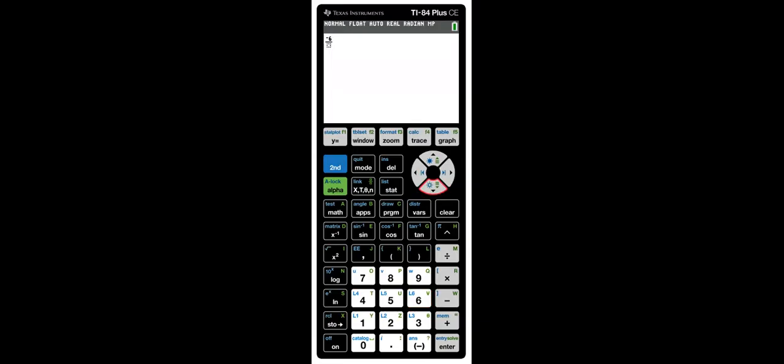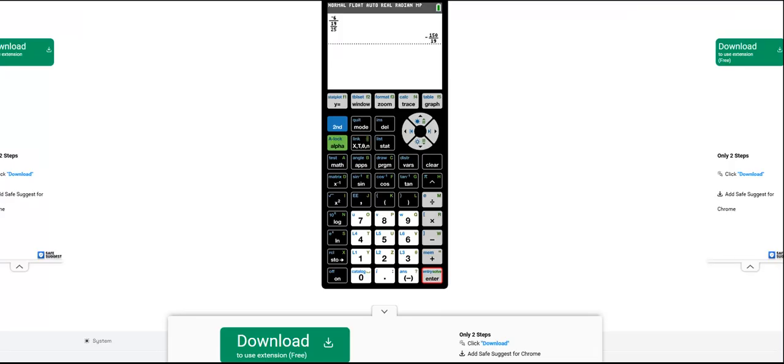Our denominator has another fraction. So I'm going to do alpha y equals on the denominator, and I'm going to input 19 over 25. Enter, the calculator spits out -150 over 19. That is our answer.